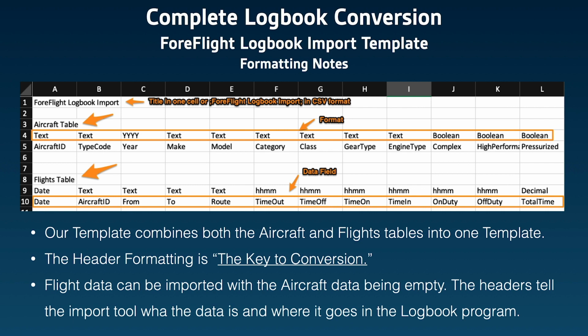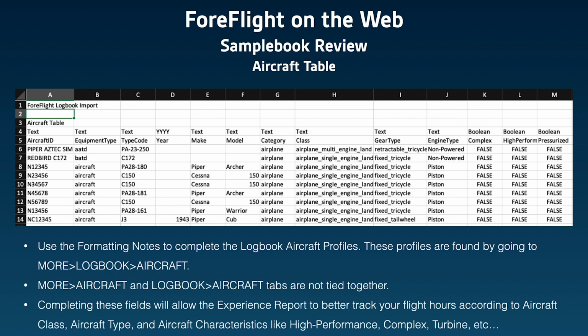Again, we have these separated into the aircraft table and flights table, so they're not dependent on each other. If you only want to import your aircraft information, which is what we're going to see in the next slide, you can just enter aircraft only information. We're going to need to separate that by ID, equipment type, type code, the year, make, and model, and then we're going to get into category and class, and then our advanced time tracking with your gear type, engine type, and then the selections for complex, high performance, and pressurized.